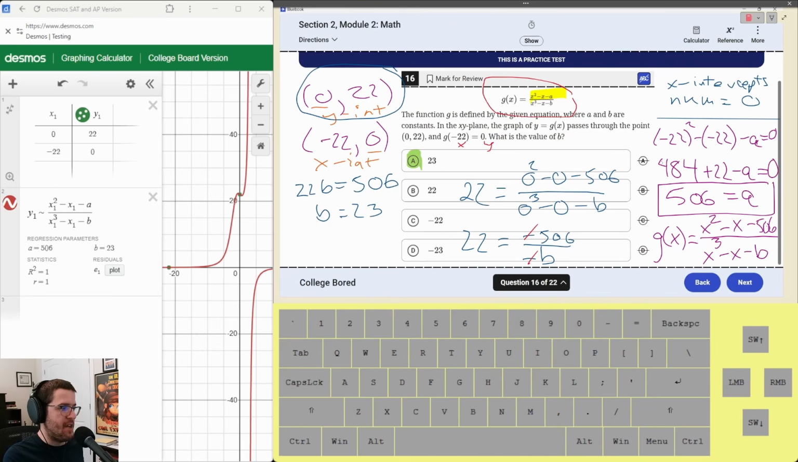And you see it tells me A is 506 and B is 23. And we can clearly see by looking at the graph, you can zoom in on your own screen if you want, and you'll see that it goes through those 2 points nicely. Another way to tell is you get an r squared of 1. That means it's like a perfect regression. So it certainly seems like we did a good job. B is definitely 23.